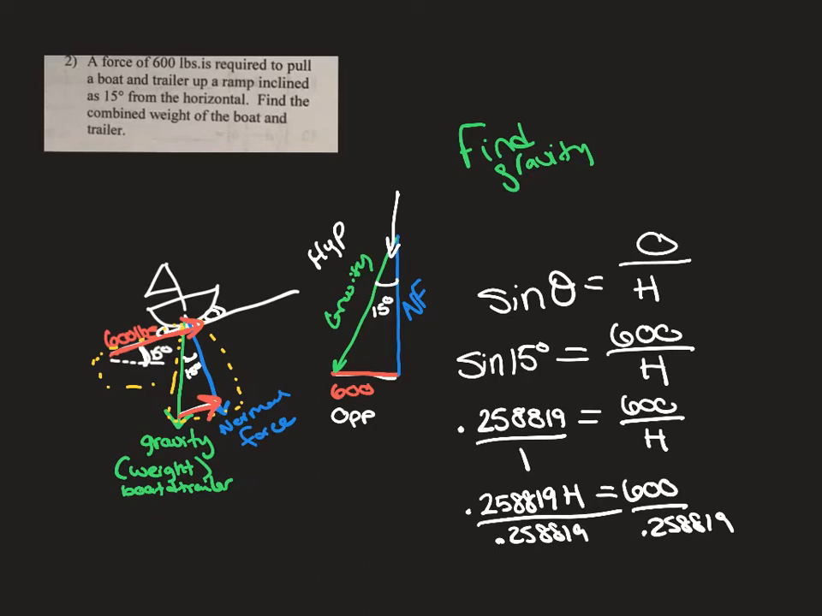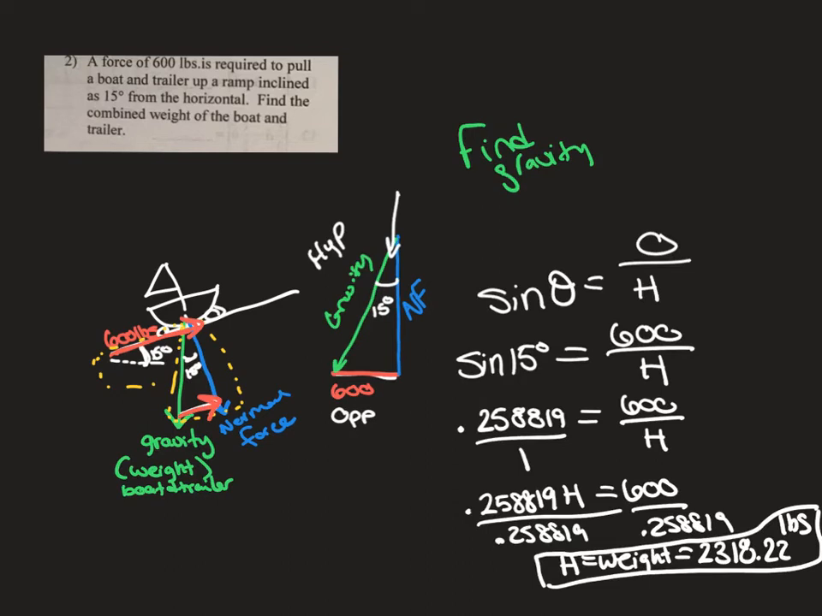And so 600 divided by that decimal gives us that the hypotenuse, which was our weight, is equal to 2,318.22 lbs, or pounds. So there's our answer. Okay, let's do another problem.